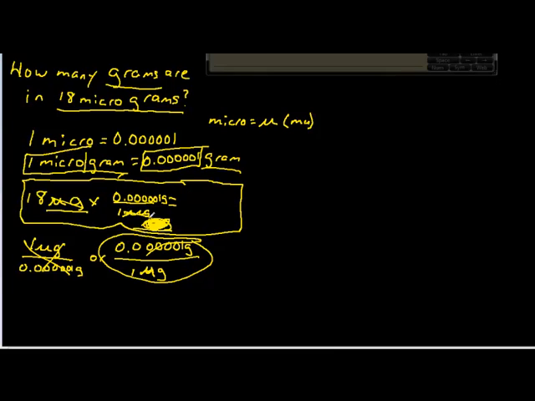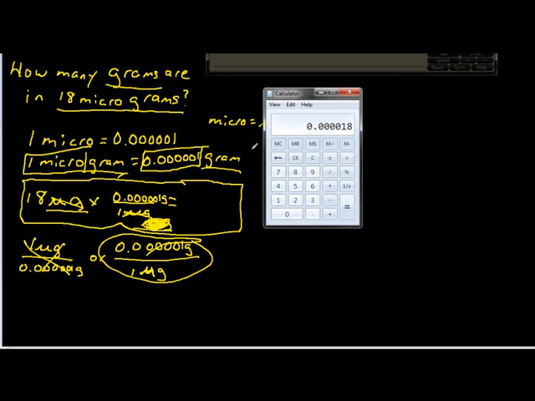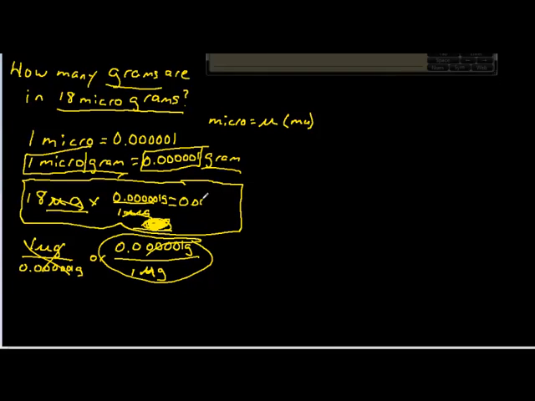Now, we have an equation, very simple. Micrograms on top, cancel with micrograms on bottom. Pull out a calculator. What do we got? 18. Multiply anything on top. Zeros forever. Divided by anything on bottom. We really don't have to divide by 1, but I like being thorough. 0.000018. And I take the number from calculator, throw it there.